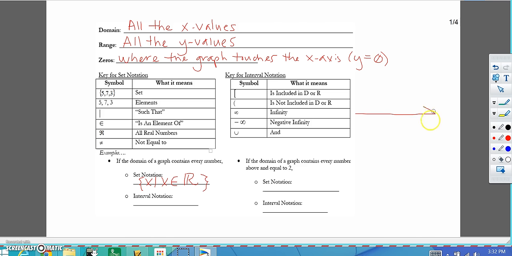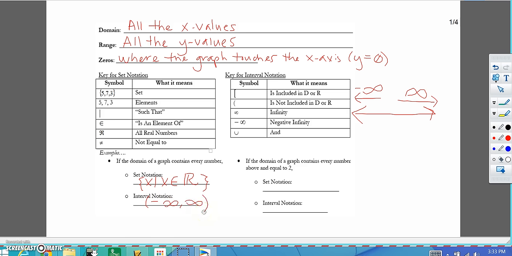If we were going to do interval notation, if we look at the chart over here, there's infinity and negative infinity. So if I make a number line, infinity is basically all the positive numbers going in the positive direction, and negative infinity is all the numbers going into the negative direction. So if the graph contains every number, what you do is you write yourself an interval, and it starts at negative infinity, and it goes to infinity. And I close my interval.